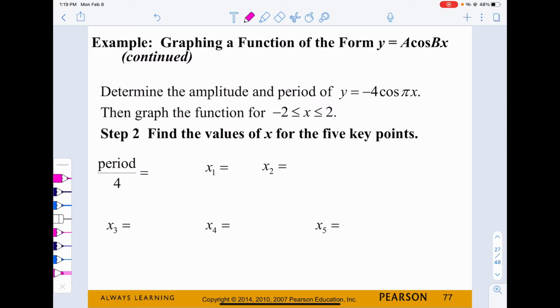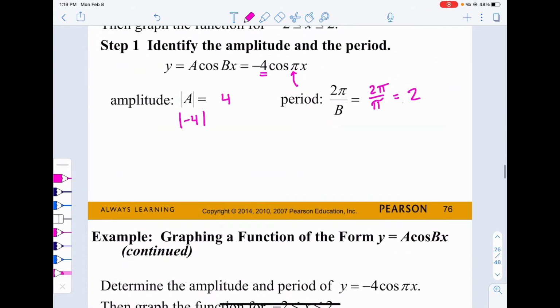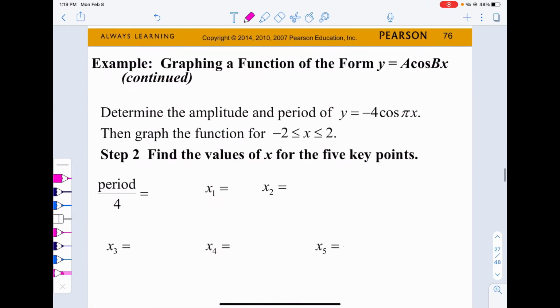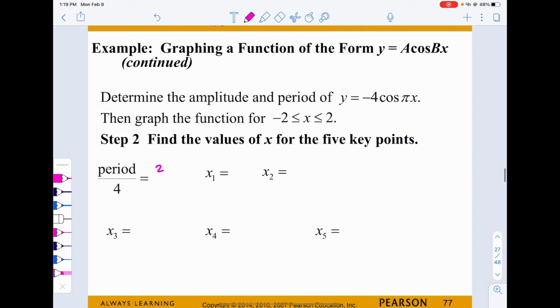Now the period, we ended up with an answer of 2. Now we have to take our period, which is 2, and divide by 4. That's what breaks those into those 5 pieces. 2 divided by 4 means we have 1/2. Now our x1 value, we did not have any sort of phase shift within this cosine function, so our x1 value is going to be 0, and we're just going to add increments of 1/2.